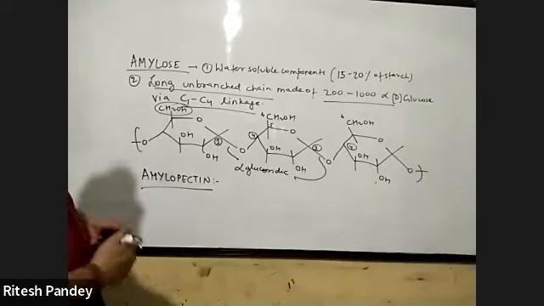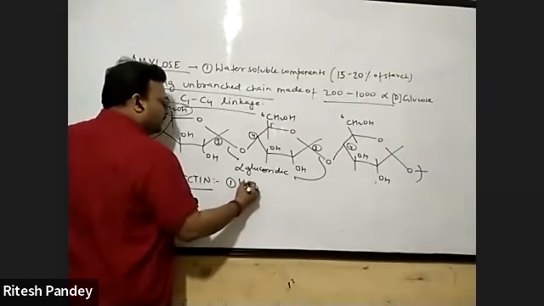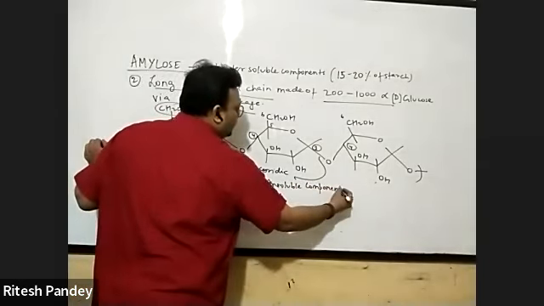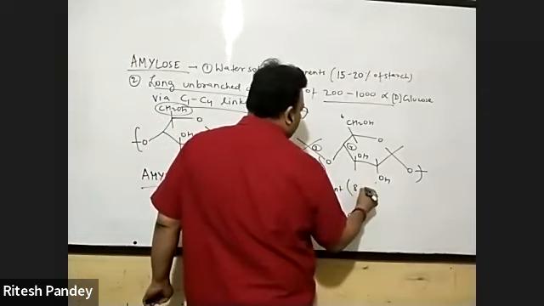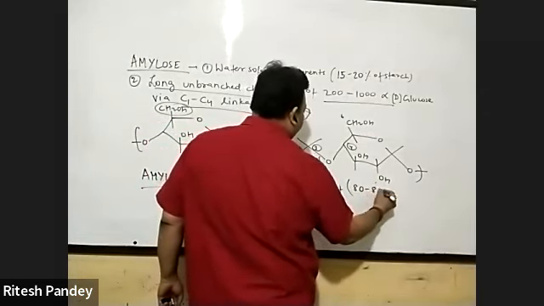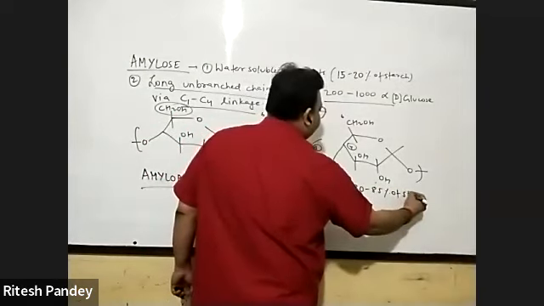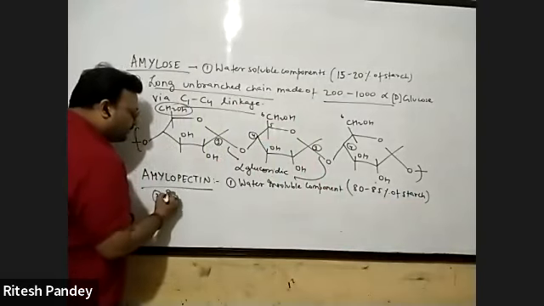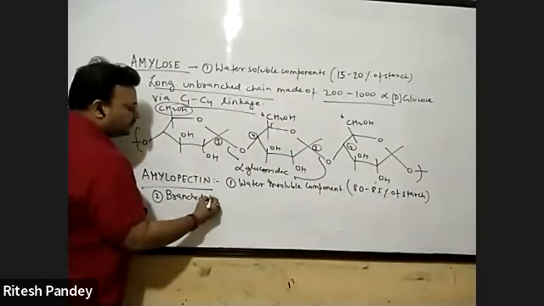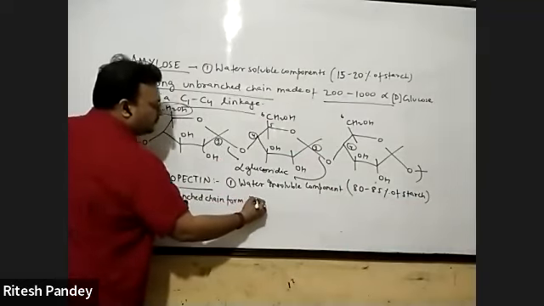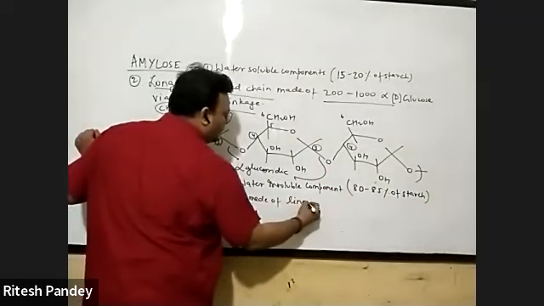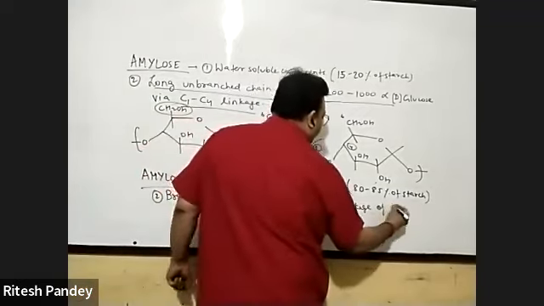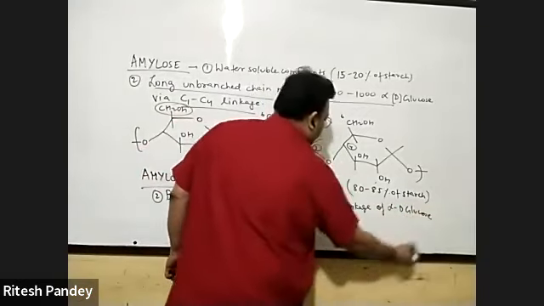Now, amylopectin is supposed to be the water insoluble component, which is going to account for 80 to 85% of starch. It's supposed to be a branched chain form, made of linear C1, C4 linkage of alpha D glucose, like you had in amylose.